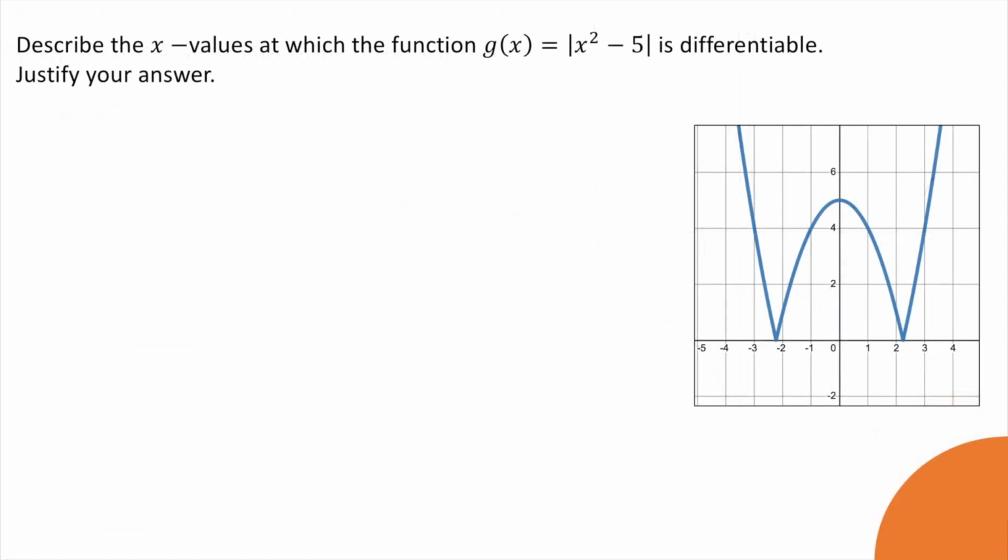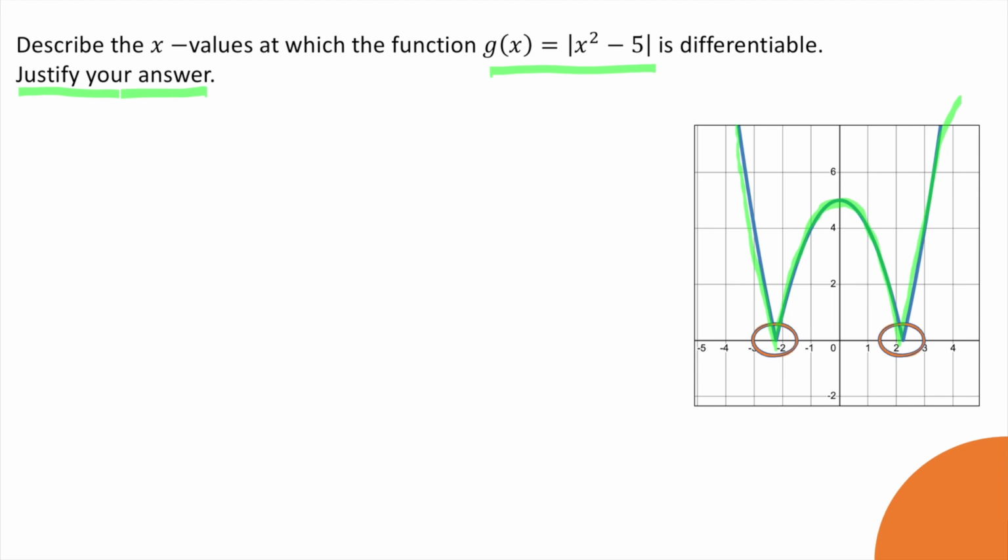For this absolute value graph, it says describe the x values at which the function g of x equals absolute value of x squared minus 5 is differentiable, and then, always a fan favorite, justify your answer. Well, looking at the graph, we're smooth, smooth, smooth, but then we go doink, doink, uh-oh, and then smooth, and then doink, doink, and then smooth again. So it's those issues when it bounces off the x-axis. So where are those points?